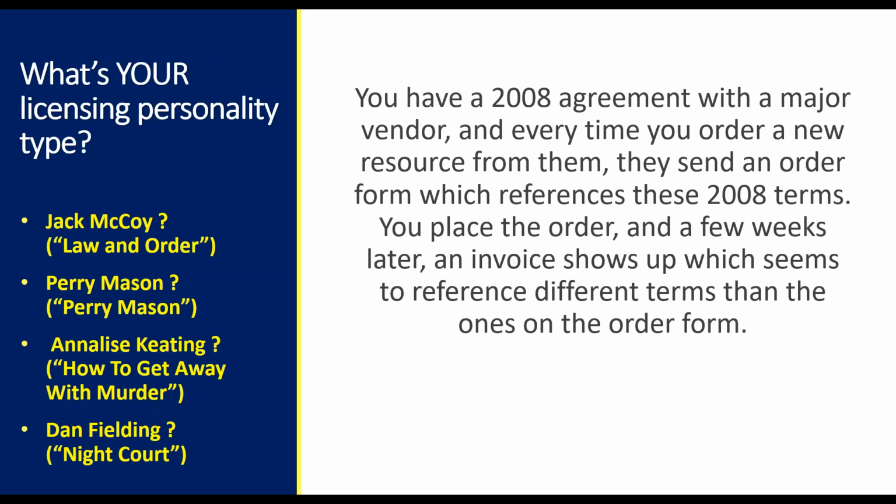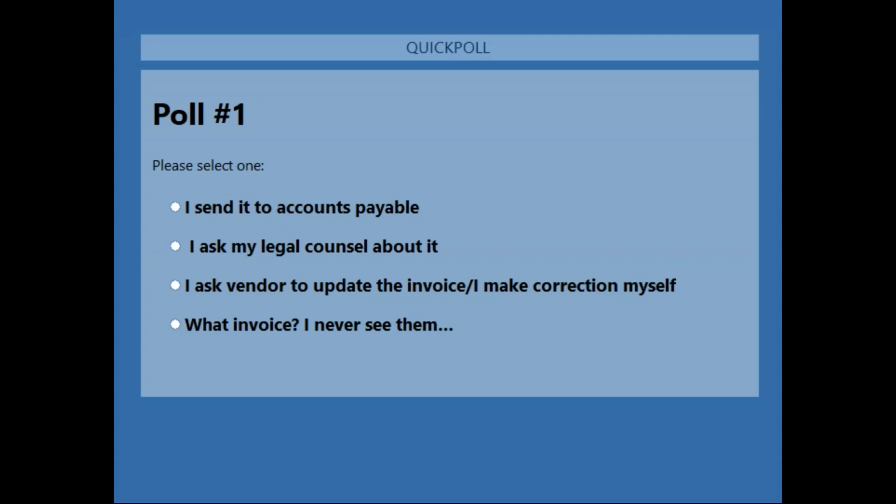How many of you have been in this situation? I can't believe I'm the only one this has happened to. You have an agreement and you order something on an order form. The order form references this 2008 agreement, and it's very smooth. Everything's very easy to follow. You place the order with the order form, and a few weeks later an invoice shows up, and it references different terms on the invoice than the ones on your order form. And so my question to you is, given this situation, what do you do? My colleague here is going to launch a poll, and I'll give you a few seconds to think about this and answer the question, and then we'll talk about it.